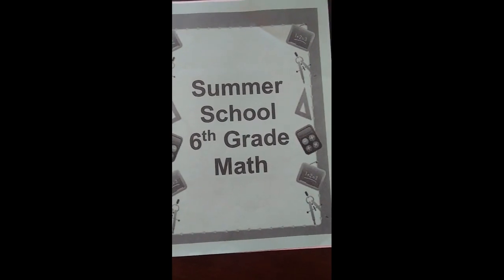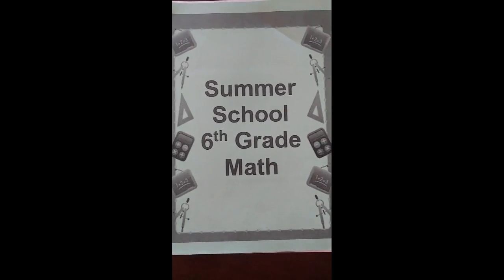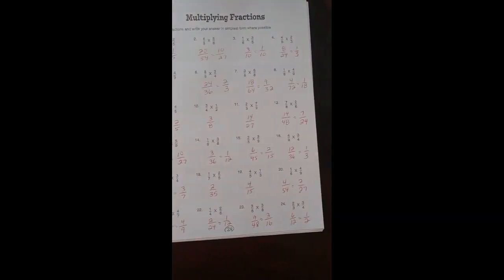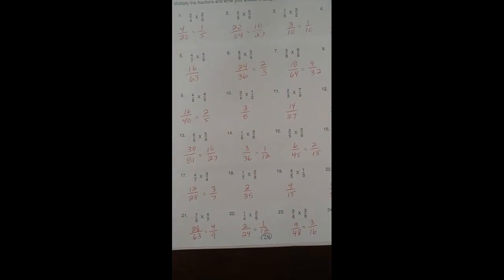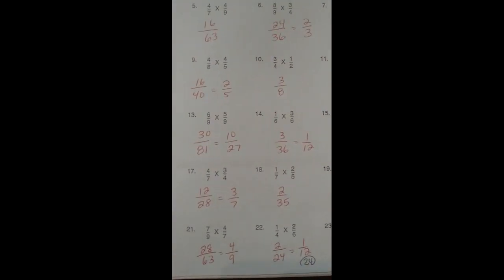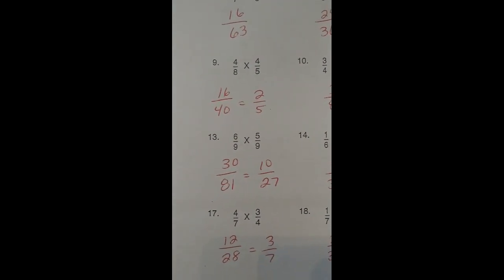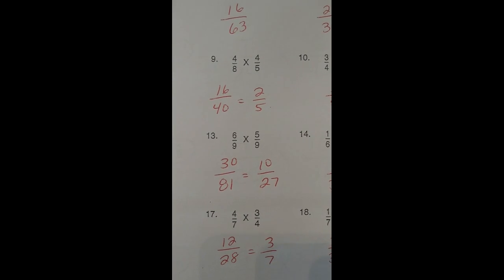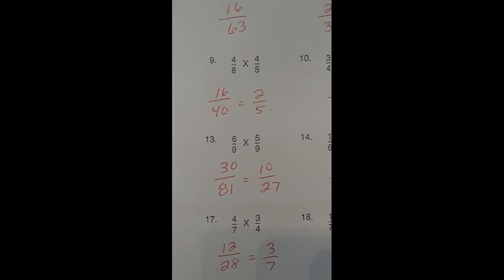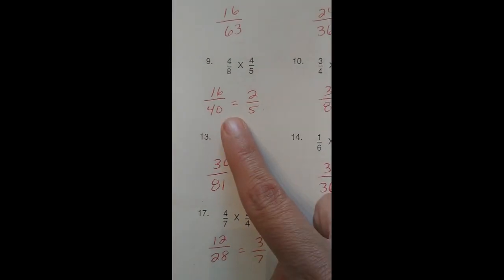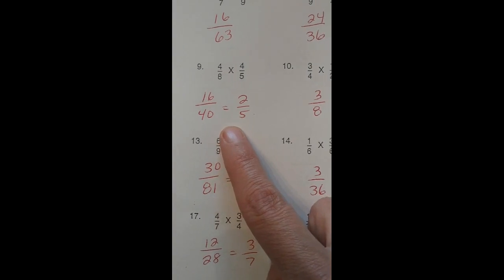Assignment from yesterday. Please open your green packet. We left off on page 24. You were to finish problems 9 through 24. Problem number 9. Again, you should be following along with me and correcting your work. Number 9, the answer is 16/40, and you would have simplified it to 2/5.